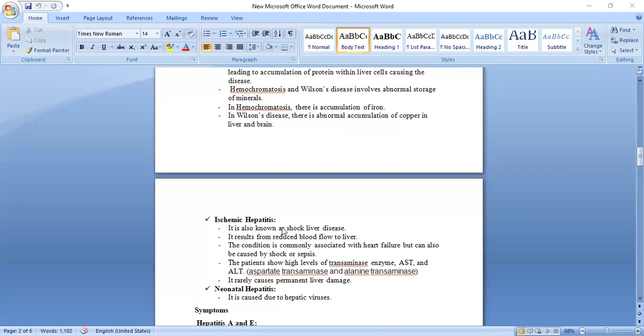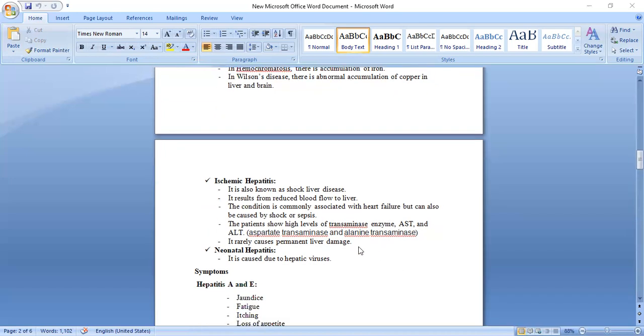So ischemic hepatitis is also called shock liver, due to what? Due to reduced blood supply to the liver. Okay. The individual shows high levels of AST and high levels of ALT. These are the transaminase enzymes. These are the enzymes of the liver.